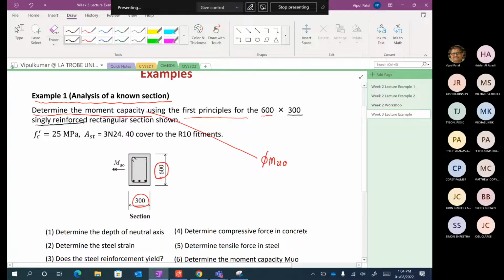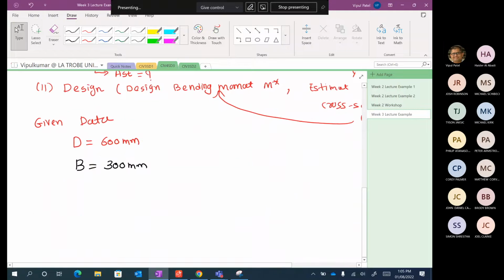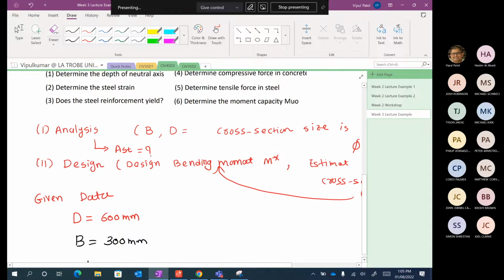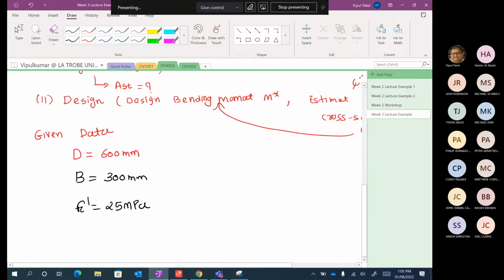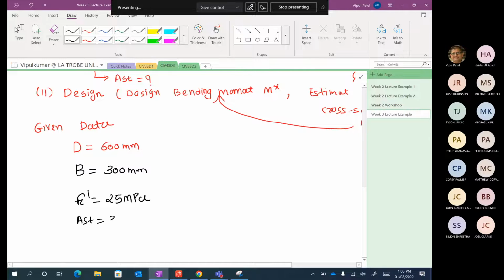And singly reinforced. Probably next week, when we explain doubly reinforced, you will consider how to distinguish between singly reinforced and doubly reinforced. Rectangular section, concrete compressive strength given to us 25 megapascals. So f'c is equal to 25 megapascals. Then you have Ast, the area of the steel reinforcement, given as 3 N24.